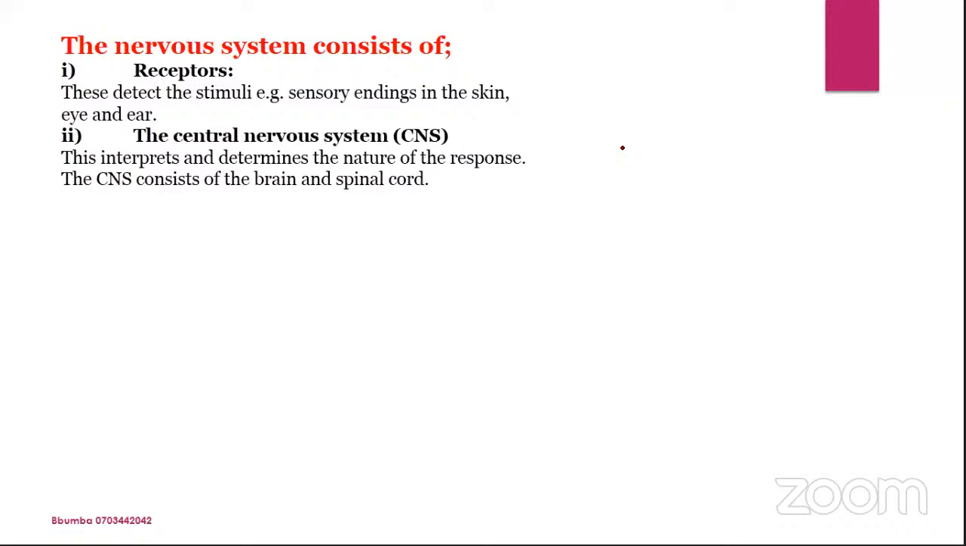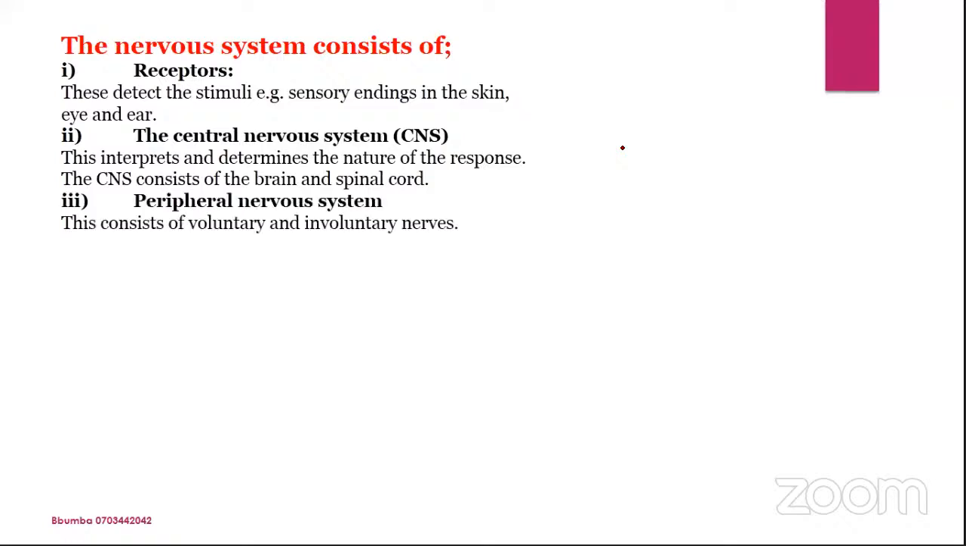Then we have the central nervous system. These are components of the nervous system, which is made up of the brain and spinal cord. Then also the peripheral nervous system, which is made up of the voluntary nerves, which are mainly in the spinal nerves, and the involuntary nerves, which are mainly in the cranial nerves, those ones in the neck.